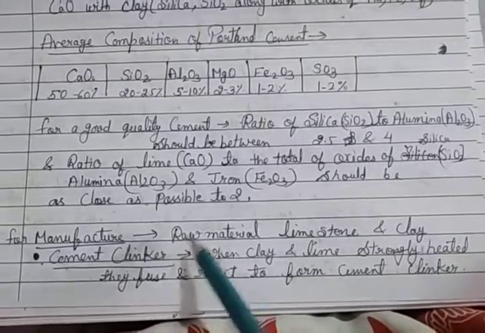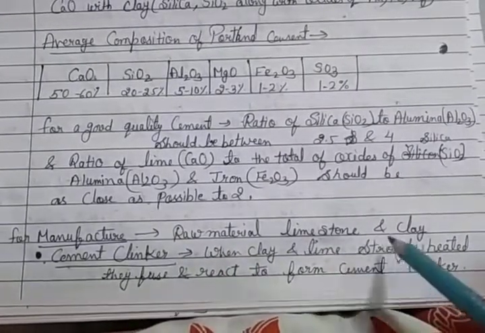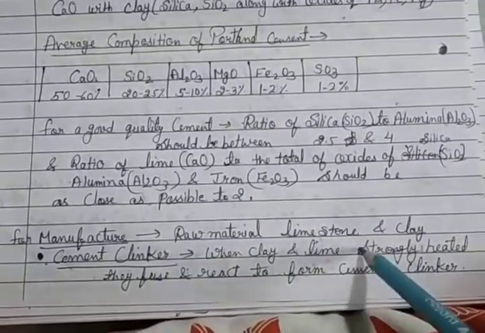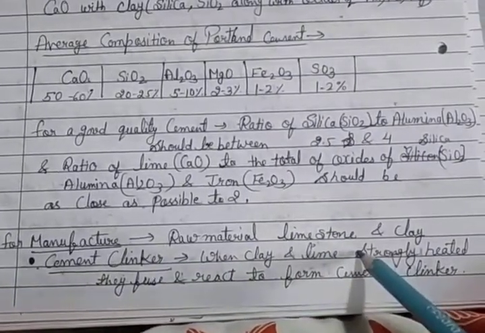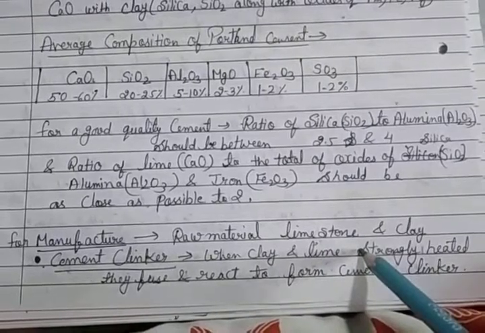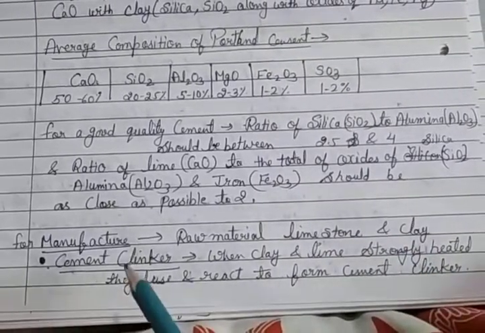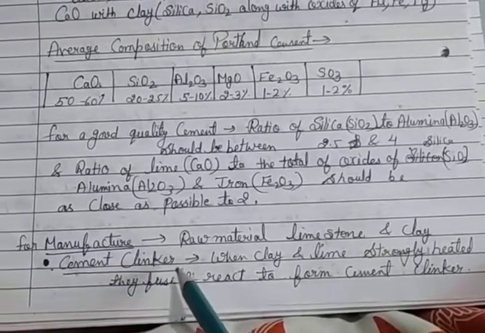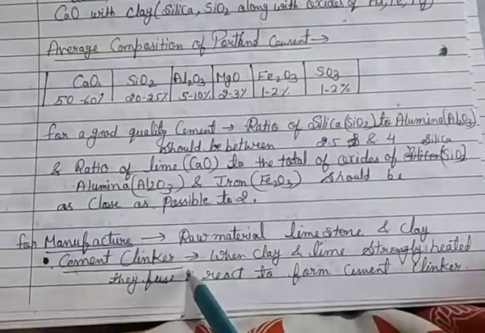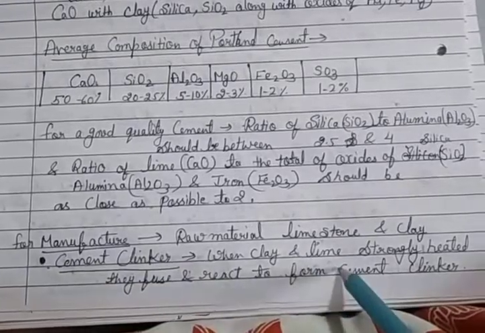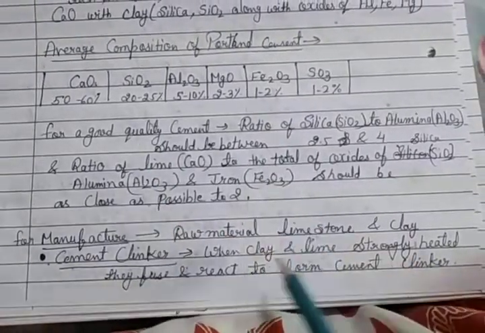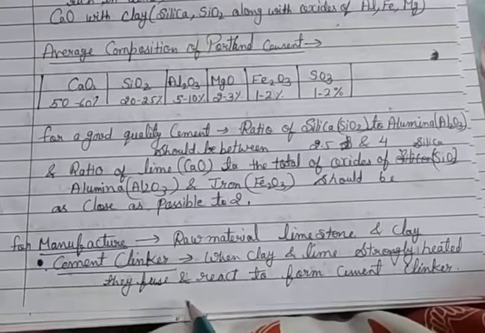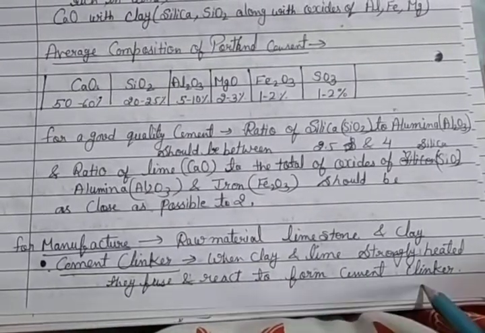Then manufacture. For manufacture, the raw materials we require are limestone, that means CaCO3 calcium carbonate, and then clay, silica. When clay and lime are strongly heated, they fuse and react to form cement clinker.